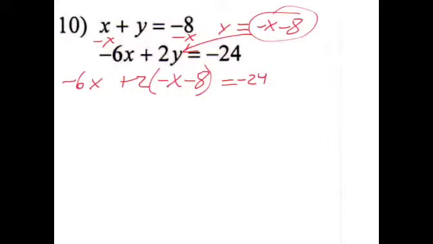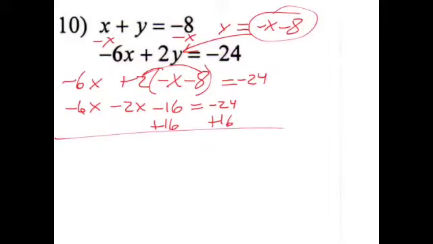the end there. I now need to solve for x, so I'm going to distribute that 2 through to get -6x minus 2x minus 16 equals -24. I'm going to add 16 to both sides, trying to get my x's all by themselves. And while I'm at it, I'll combine those like terms there. -6x minus 2x is -8x. And on the right side, I'm going to get -8, because -24 plus 16 is -8. Now I just have to divide both sides by -8, and I'll get x equals 1.